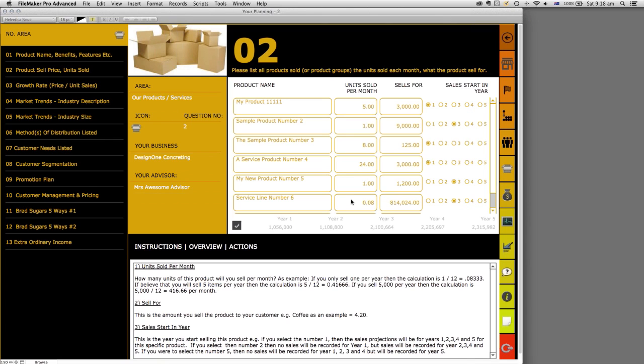Okay. Real estate, we're going to sell one a year. They might have high level items, they only sell one. So we're going to sell one a year, which means that we're going to divide by 12 months. It's going to come up with 0.08 because we're only going to sell one a year. So 0.08 a month, yeah.